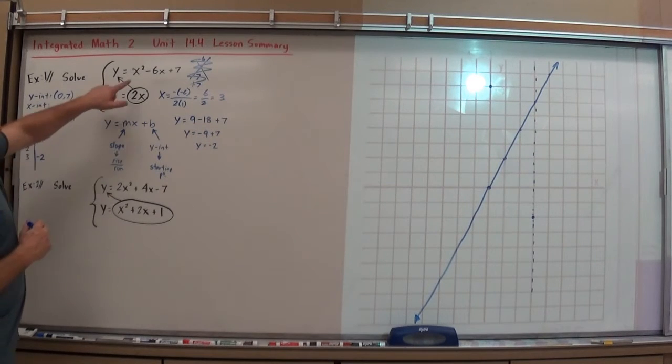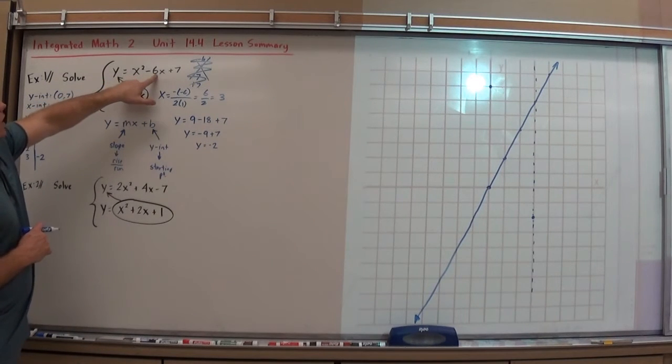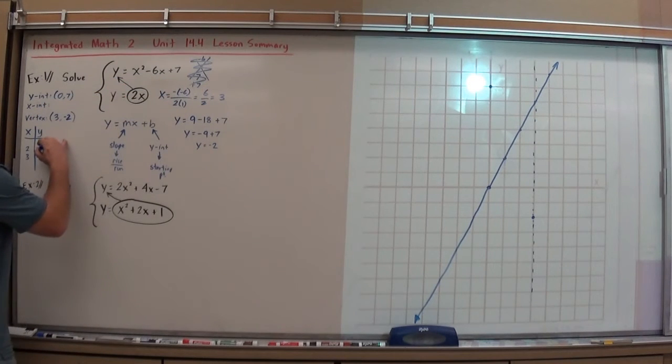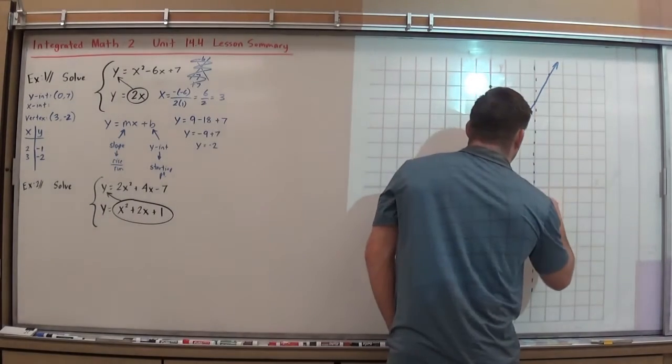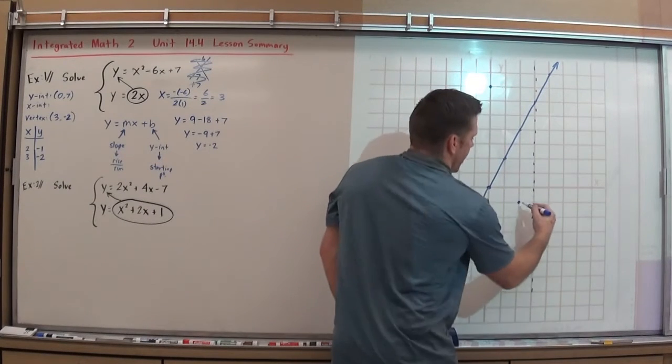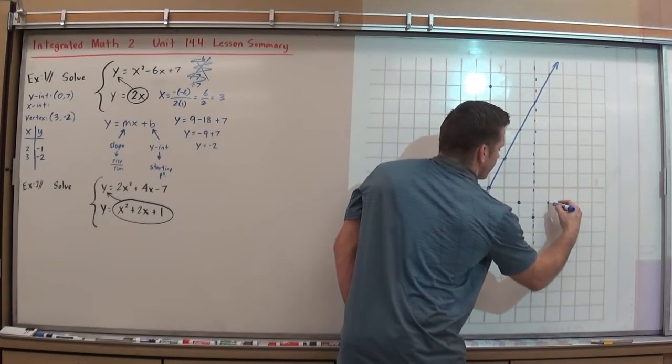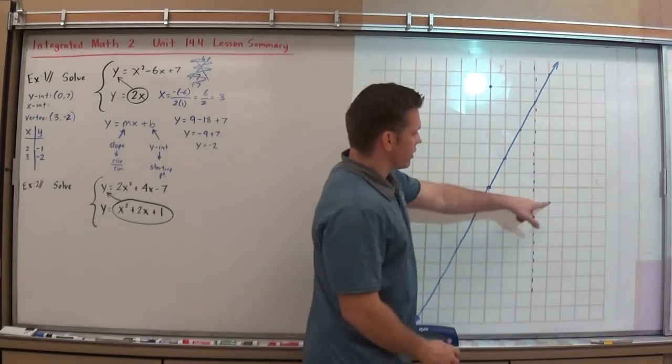Let's plug 2 in. 2 squared is 4. 2 times 6 is 12. 4 minus 12 is negative 8. Negative 8 plus 7 is negative 1. So I have 2, negative 1. And because I know where the axis of symmetry is, I can reflect that point. So I'm starting to get the shape.